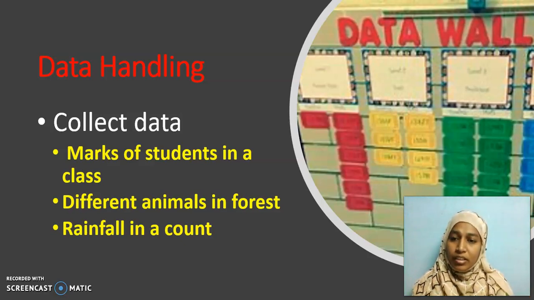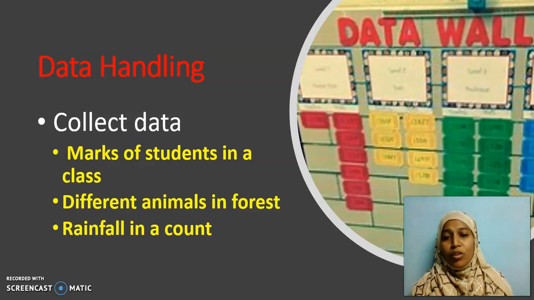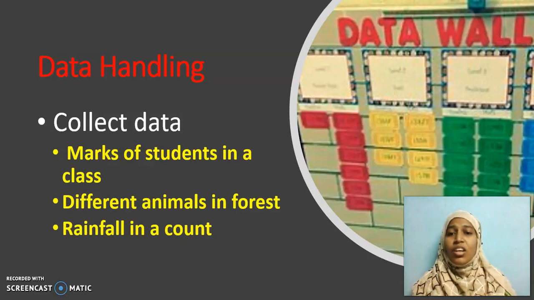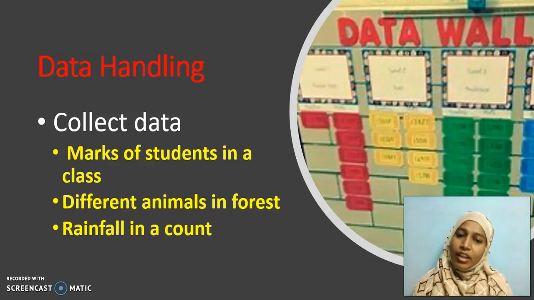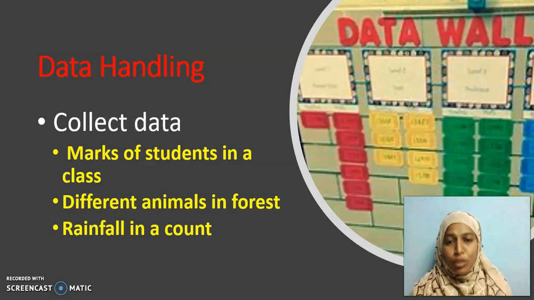Okay. The next example is different animals in a forest. By collecting data, I can identify which animal has to be taken care of more, which is getting into extinction, which animal has to be given more importance. All these things can be decided only if we collect data. Without data, is it possible to infer anything? Is it possible to conclude anything? No. So, data is a useful tool for us to decide something for our future or for the present.